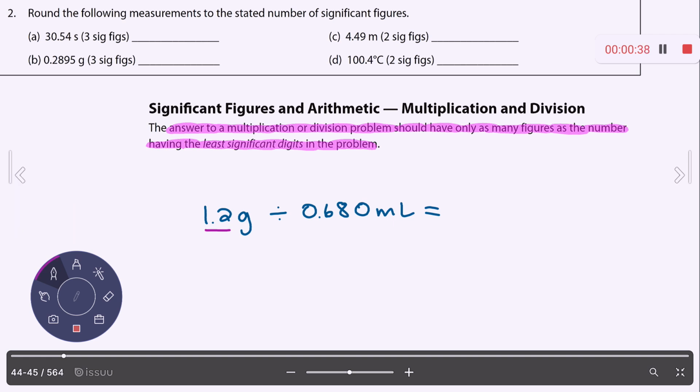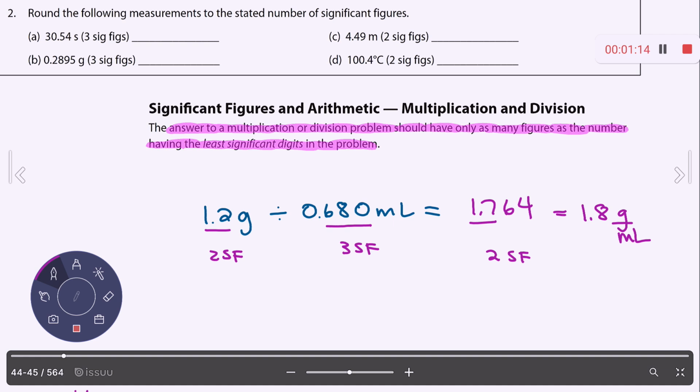1.2 has 2 significant figures. 0.680 has 3 significant figures. The fewest would be 2. So that's why your answer is allowed to have 2 significant figures. Okay? So this is going to be 1.2 divided by 0.680, which is 1.764. I'm going to underline the 1.7. I would need to round this to 1.8, and the unit is grams per mil. That's 2 sig figs. That's the rule that you apply every single time you multiply and divide.